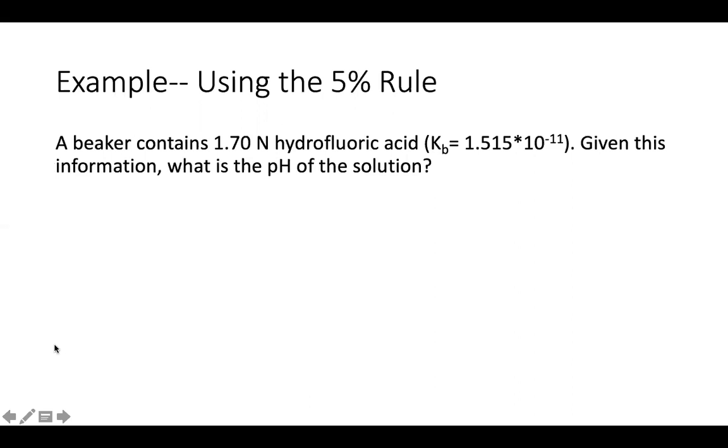But now let's look at an example, because I think it's a lot easier to interpret the 5% rule when you're actually looking at a numerical example. Okay, so a beaker contains 1.7 normal hydrofluoric acid, and the KB is given. Given this information, what is the pH of the solution, right? So it's a very straightforward question.